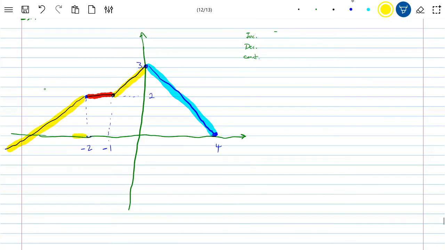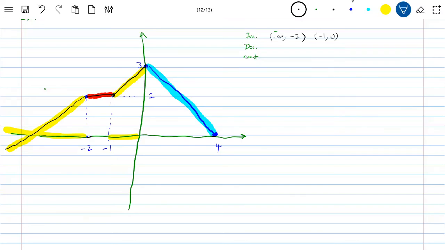X value is changing from negative infinity to negative 2, as well as from negative 1 to 0. These correspond to the graph. I'm looking at the x values. I do not care about the y values. So I will say from negative infinity to negative 2 and from negative 1 to 0. Sometimes they use closed brackets. I'm going to use open parentheses because the endpoint does not really matter.